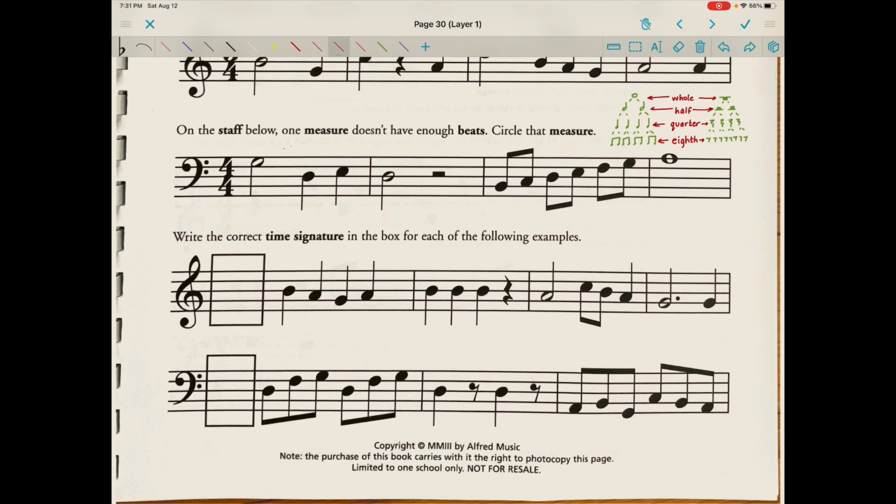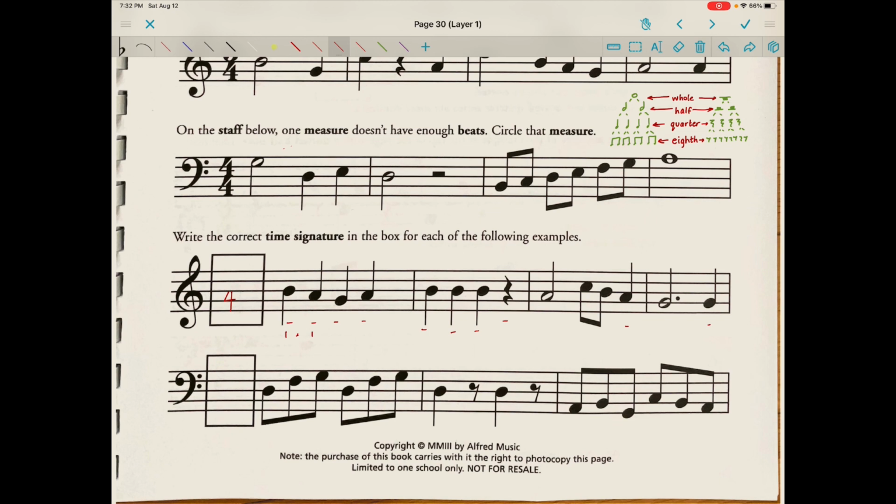Our last question says, write the correct time signature in the box for each of the following examples. I'm not nuts on this question. It's more of a theory question, but we're just going to approach it by looking at the most frequently used note value. We see a whole lot of quarter notes and quarter rests in this example, so we're going to say that the quarter note is our beat. So we'll put a 4 on the bottom of the time signature. And we can just count up those quarter note beats in one measure, because we know that each of the measures will contain the same number of beats.